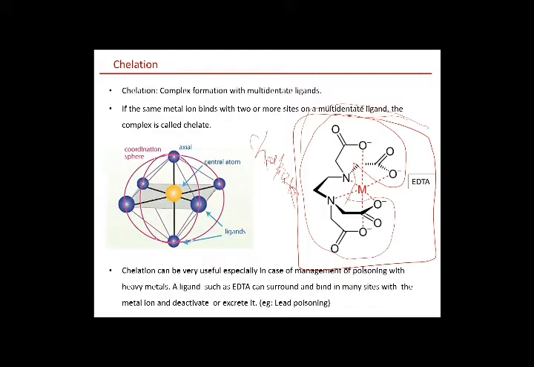What is a multidentate ligand? It's a ligand that has more than one binding site to form a complex with a metal. Now, this is really important. Let me give you an example.